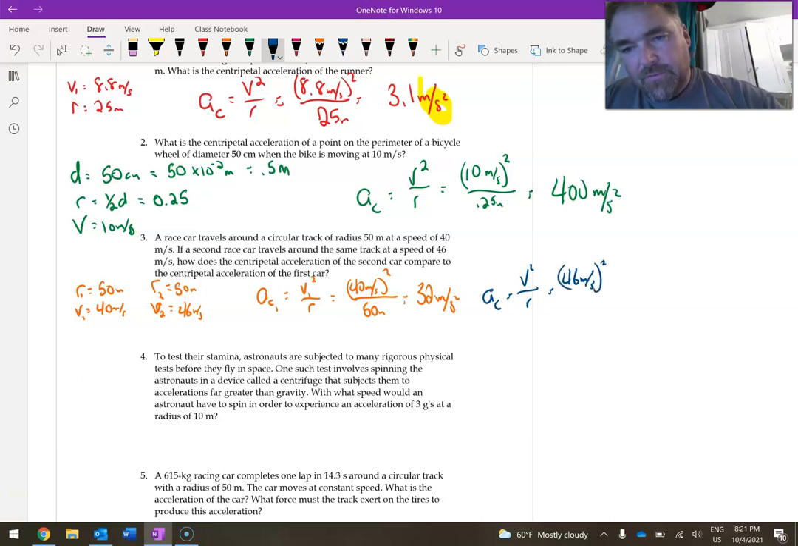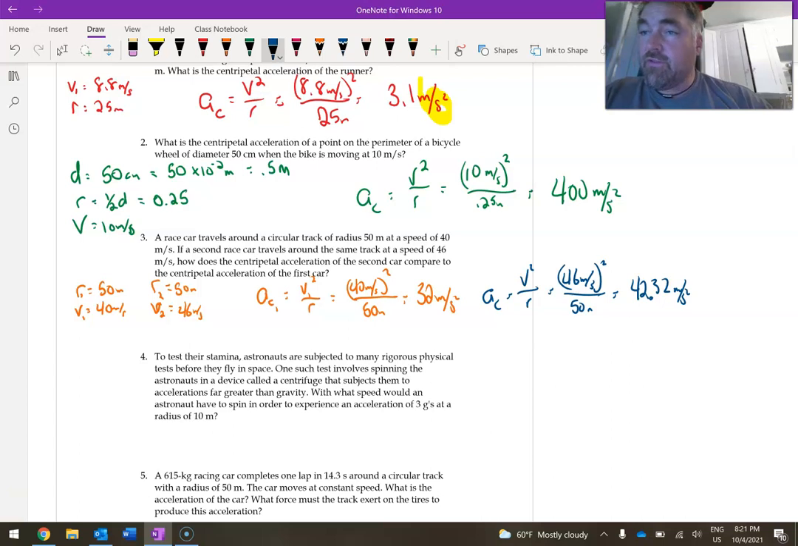Don't forget to square it, and divide that by my 50 meters. And so now it gives us a centripetal acceleration of 42.32 meters per second squared. So obviously, the greater the speed, the greater the centripetal acceleration.